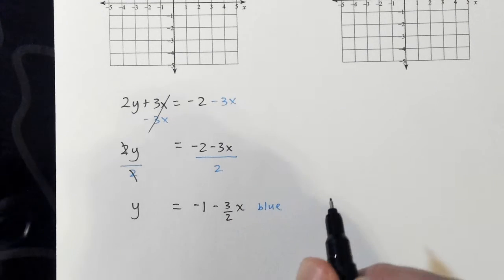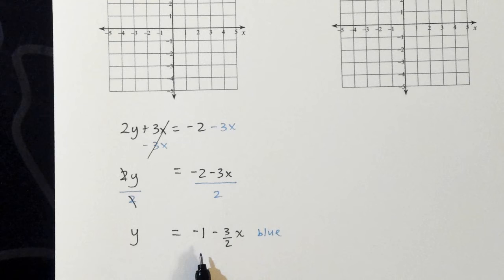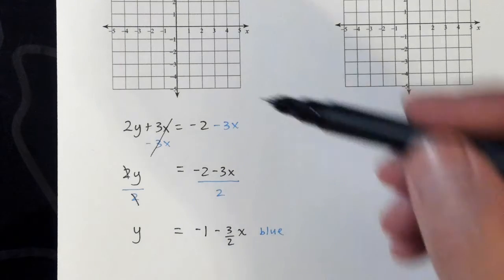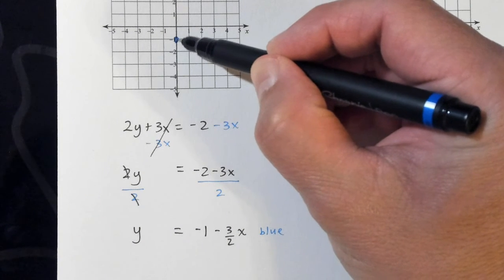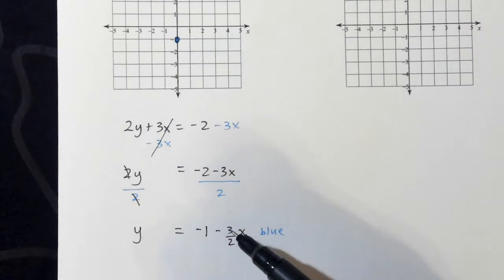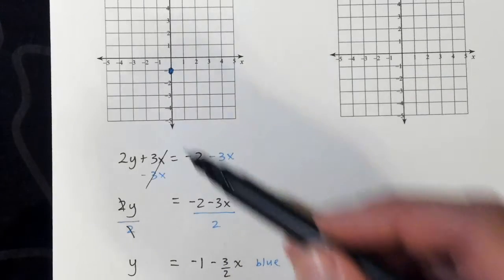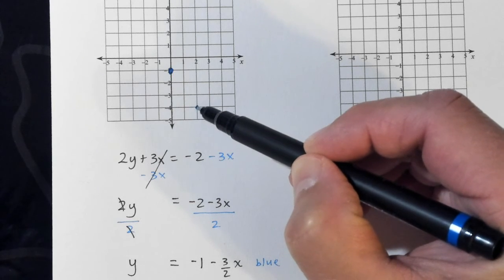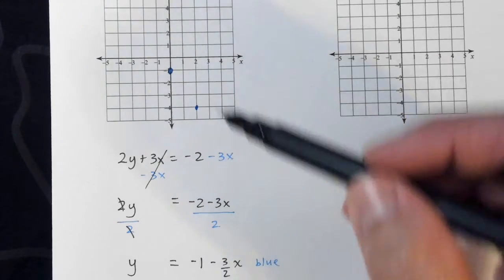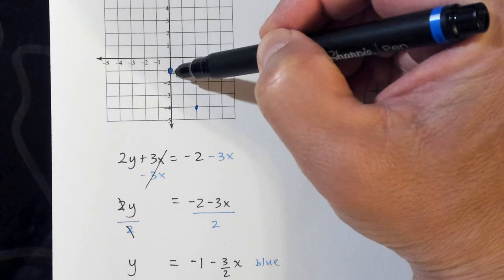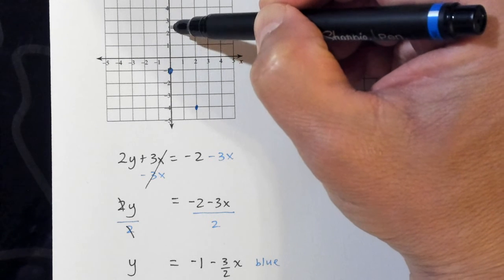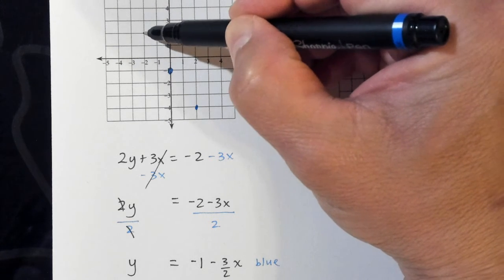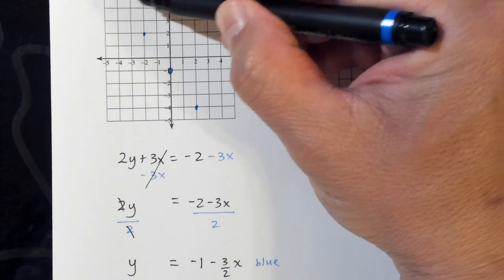So let me go ahead and graph that line. The y-intercept is -1. The slope is -3 halves, so you have to go down 3, right 2. Your line should be going down. And the opposite of down 3, right 2 is up 3, left 2, up 3, left 2.